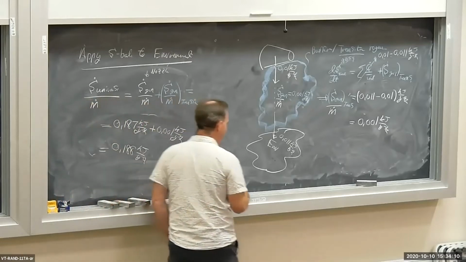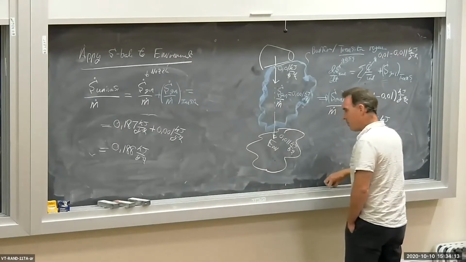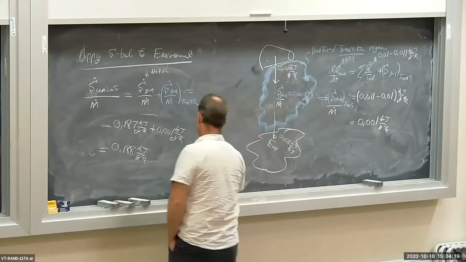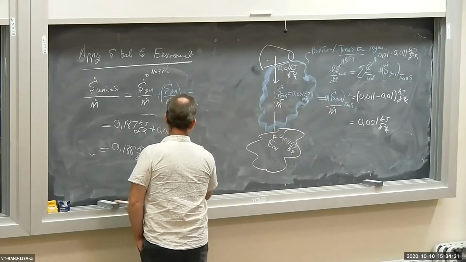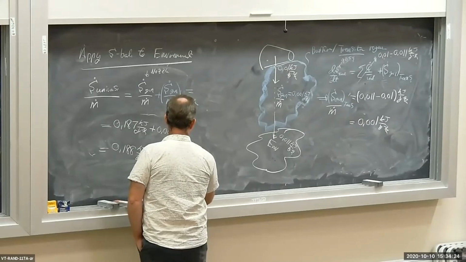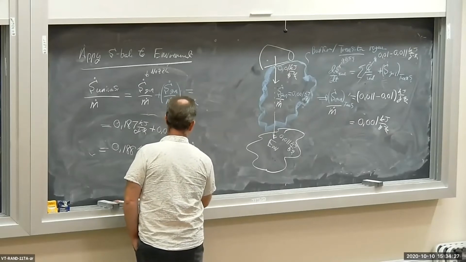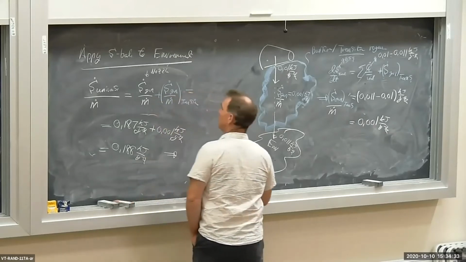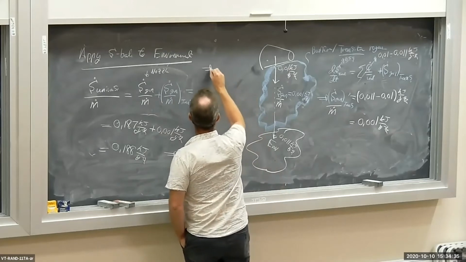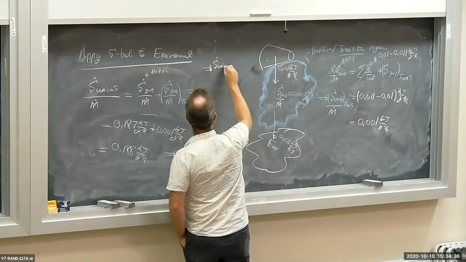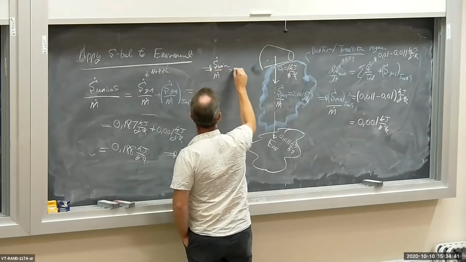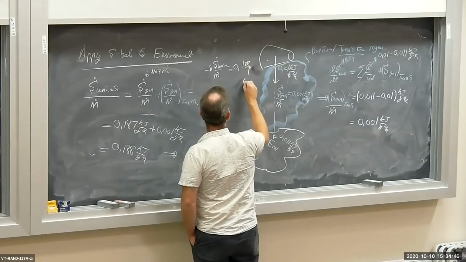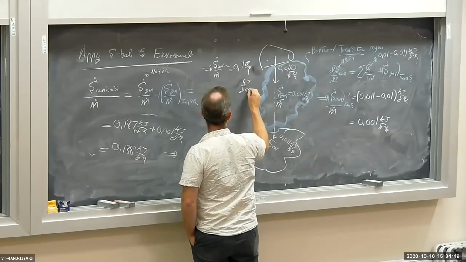So the entropy change of the universe, which is the sum of the entropy generation for all processes involving this nozzle, S dot universe over m dot, is 0.188 kilojoule per kilogram degree Kelvin.